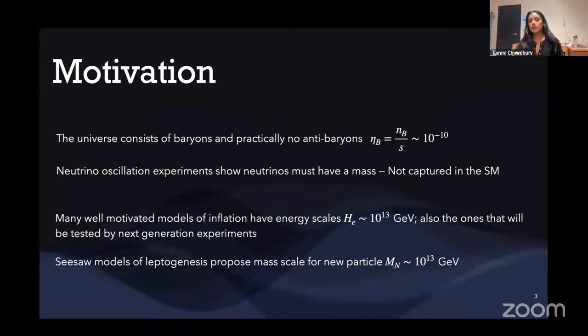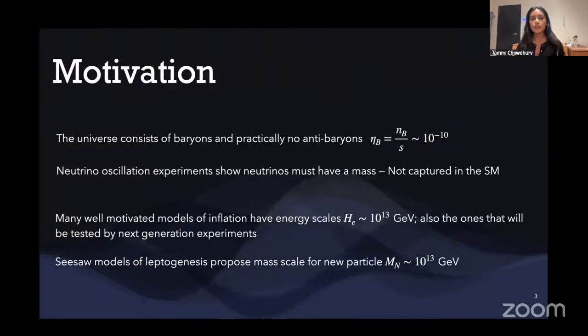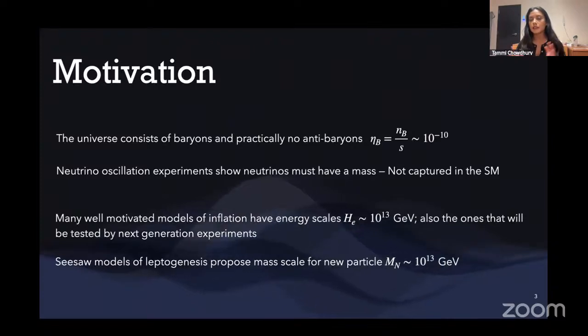So to begin with the motivation, we know that the universe consists of baryons and we virtually have no antibaryons. And so we call this asymmetry between particles and antiparticles the baryon asymmetry problem of the universe. And this is quantified by this parameter eta_B, where it's the ratio of the baryon number density over sometimes the entropy density S or the photon number density. And this gives a value of about 10 to the minus 10. So this captures this asymmetry between particles and antiparticles. And this is an outstanding problem in cosmology.